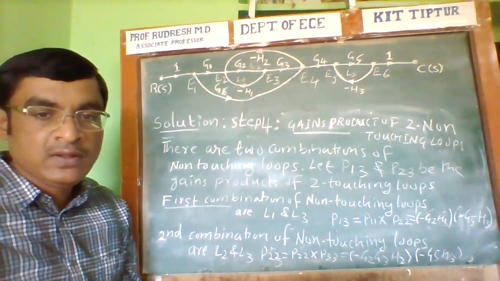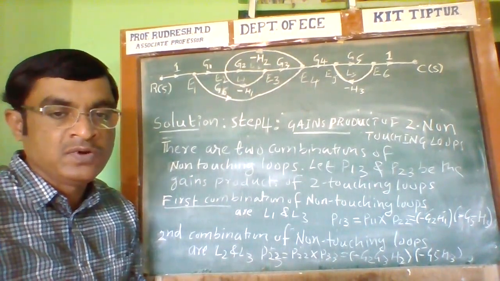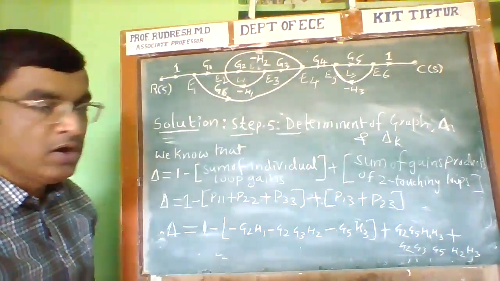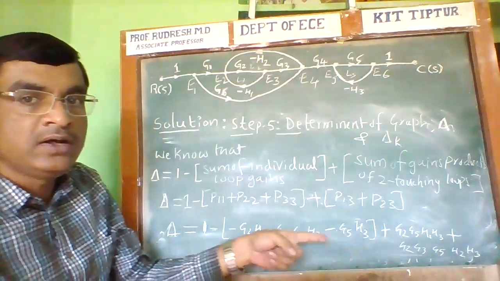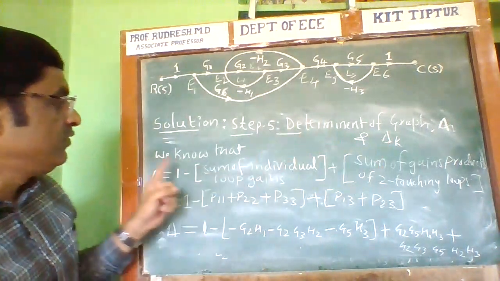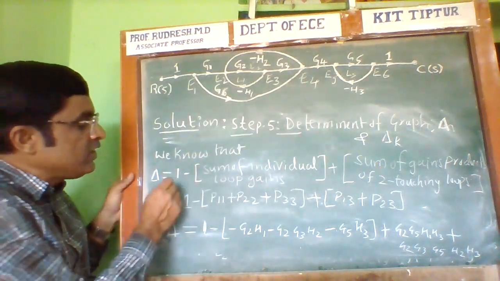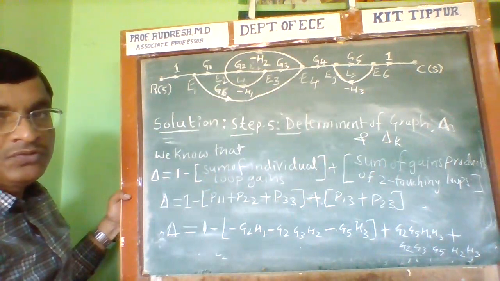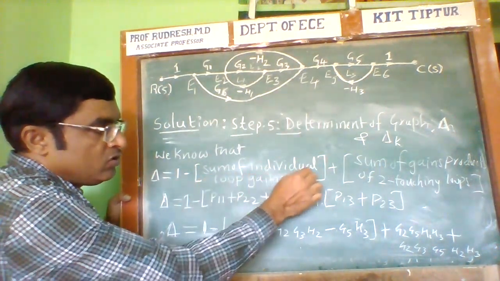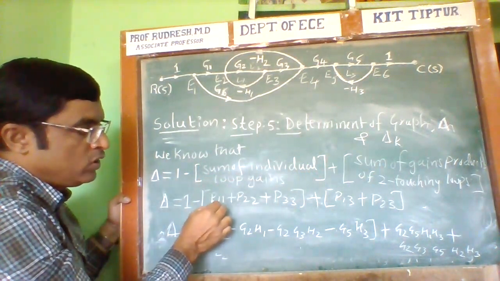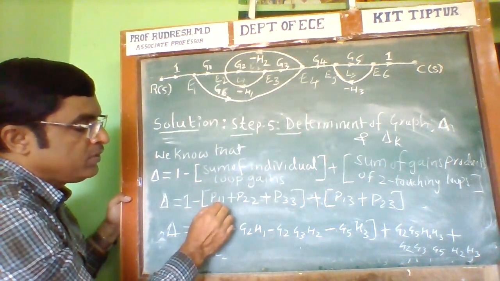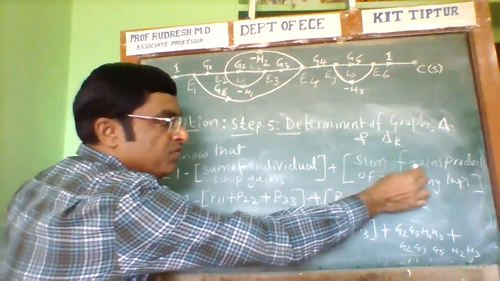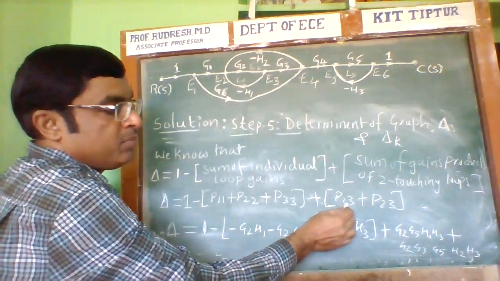The next step is to calculate the delta, the determinant of the graph, and delta k. In step 5, we go for calculating the determinant of the graph. The determinant of the graph is denoted by delta, and we also need to calculate delta k. We know that delta is equal to 1 minus the sum of individual loop gains plus the sum of gains products of two non-touching loops. The sum of gains products is already calculated. The individual loop gains were calculated in step 1 and step 2. Therefore, we need to substitute. Individual loop gains are denoted by P11, P22, P33, and their values are calculated. The gains products of the two non-touching loops, P13 and P23, are also calculated.